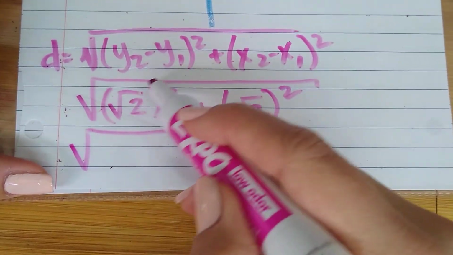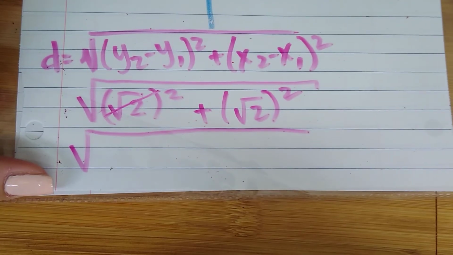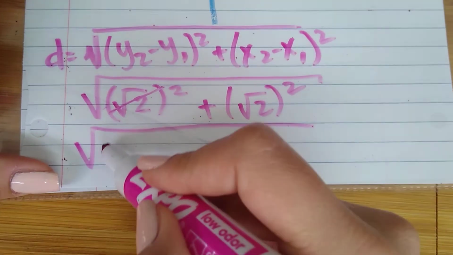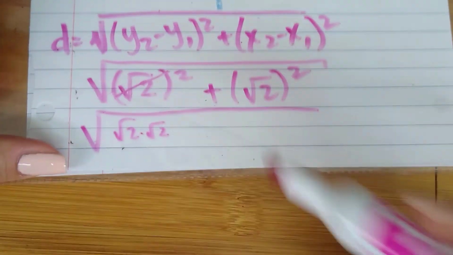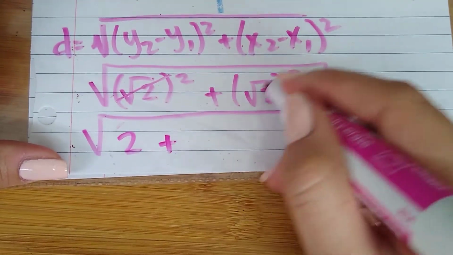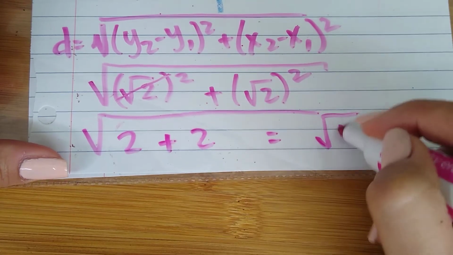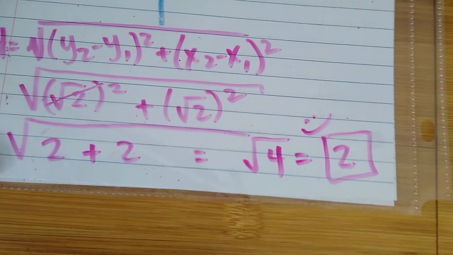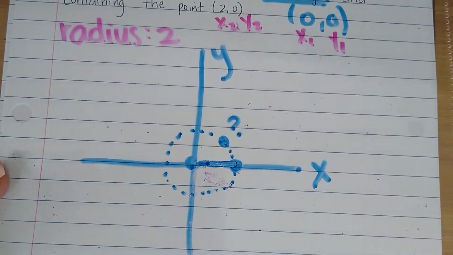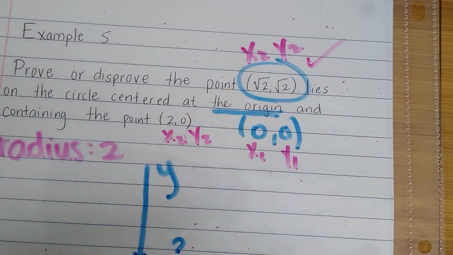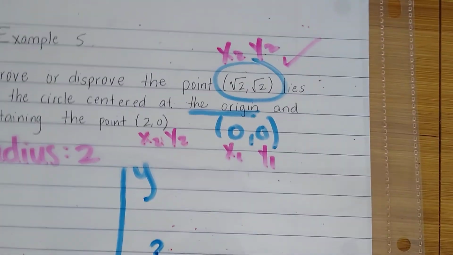Now, these cancel, right? They're inverse functions. Or I could have done it as the square root of 2 times square root of 2 is square root of 4, and square root of 4 is 2. So this is 2 plus 2, which is the square root of 4. Square root of 4 is 2. Yay! So that means that the distance is 2. Therefore, this coordinate is correct. Alright, so this is example 5, and we're going to go ahead and move on to the next example.